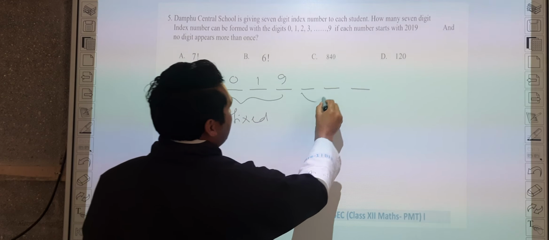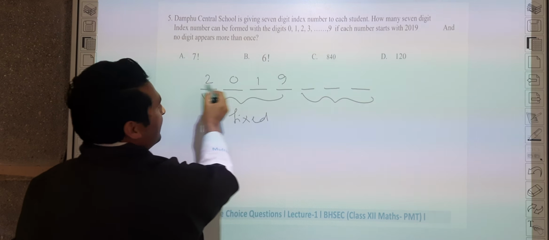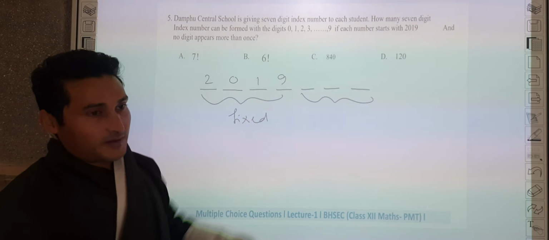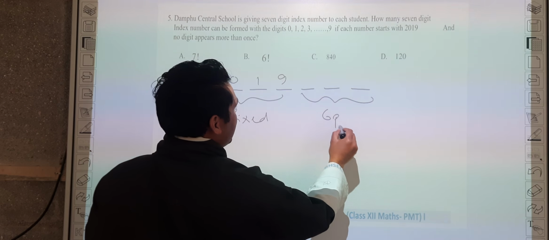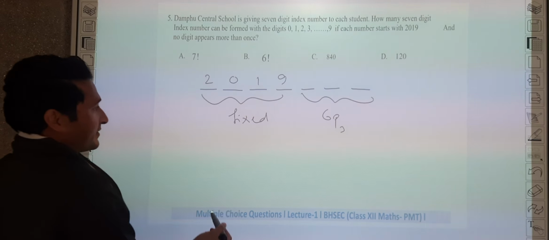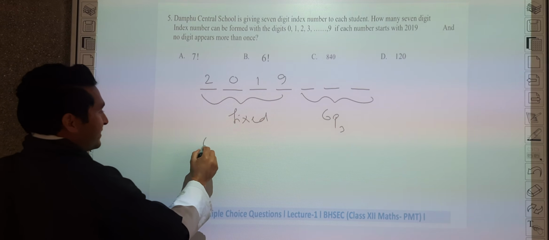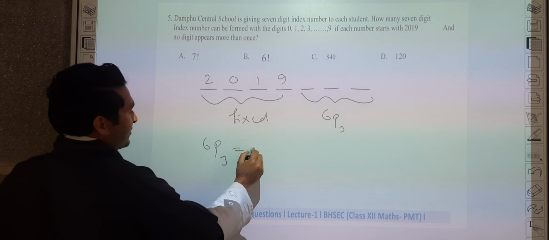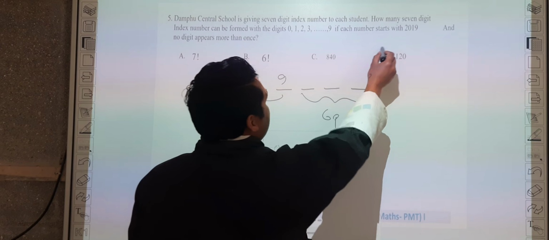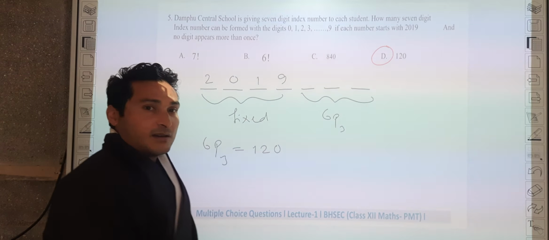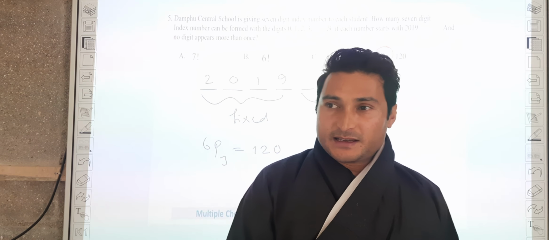Now we have 3 more places, and 4 of the numbers from the given list are already used, so remaining we have 6 other numbers and only 3 places. So our answer is 6P3, which is equal to, I guess, 120, and our correct option out here is 120. So I'll leave it here, and we'll meet in the next video.